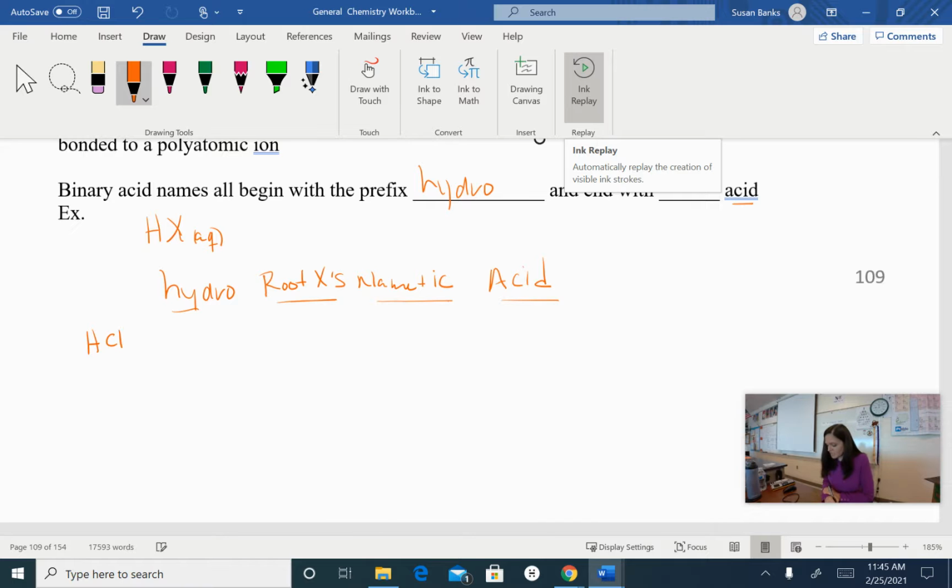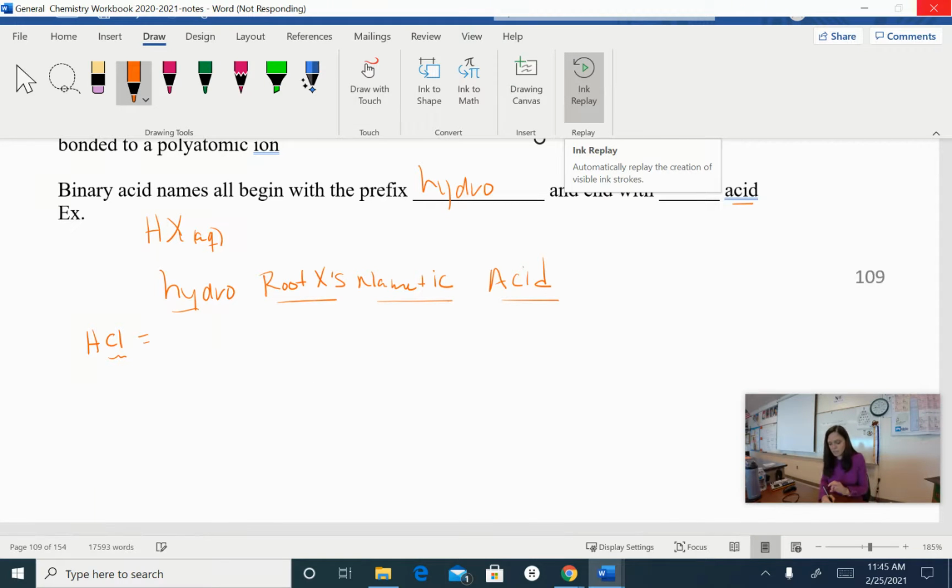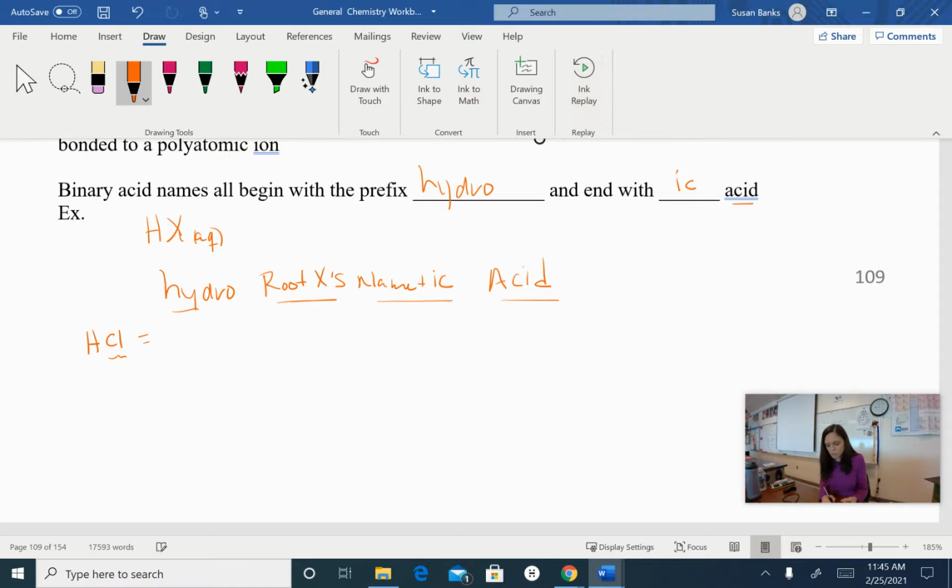So if I have HCl, chlorine is my nonmetal. So the root of chlorine is chlor. So I would call this hydrochloric acid. Hydrochloric acid. Okay? If I had HI, this is iodine. So the root of iodine is iod. So this would be hydroiodic acid.